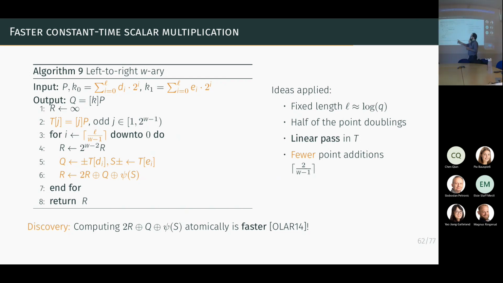These reads here need to be careful. They can't just go to the table and immediately read the position there. They actually need to scan the whole table and read one position while keeping that position secret. So you use the conditional copy instruction again. So you scan the whole table, pick the position you want, write this on Q, do the same for S, and then you do the point additions at the end.